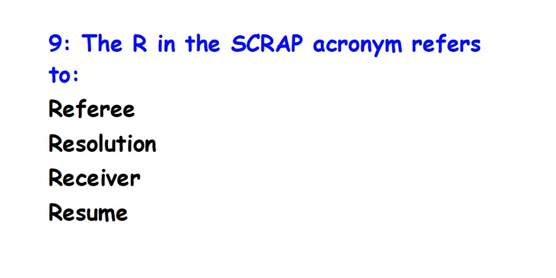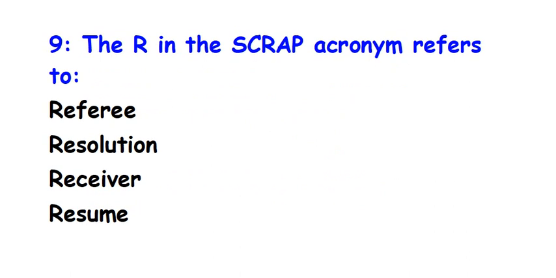The R in the SCRAP acronym refers to dash: referee, resolution, receiver, a resume. Now, SCRAP, it depends on what you're talking about, okay? But in this case, because we're talking about communication here, the S C R A P.